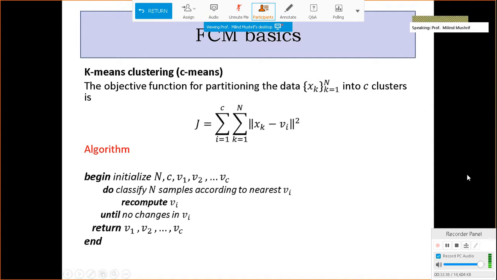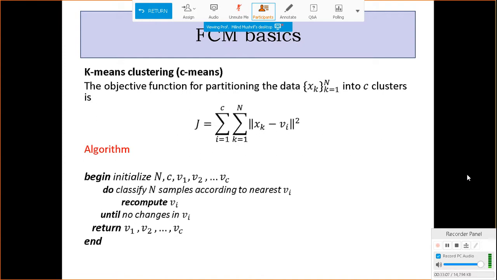Our objective here is to minimize this cost function. Okay. So in this K-means clustering, suppose we have n number of observations, or n number of pixels, or n number of data samples. We know how many clusters there are. So suppose there are c number of clusters.